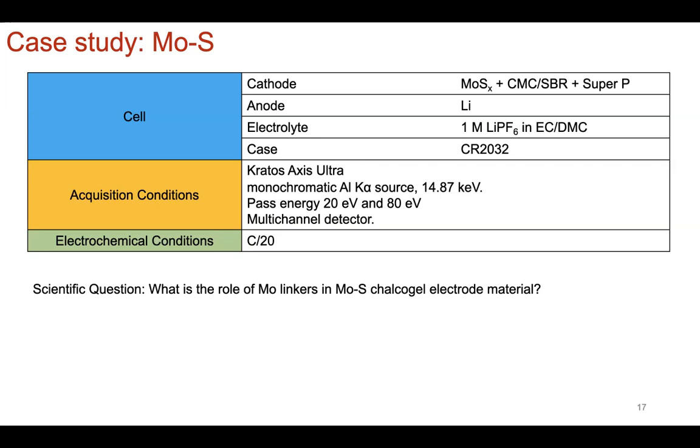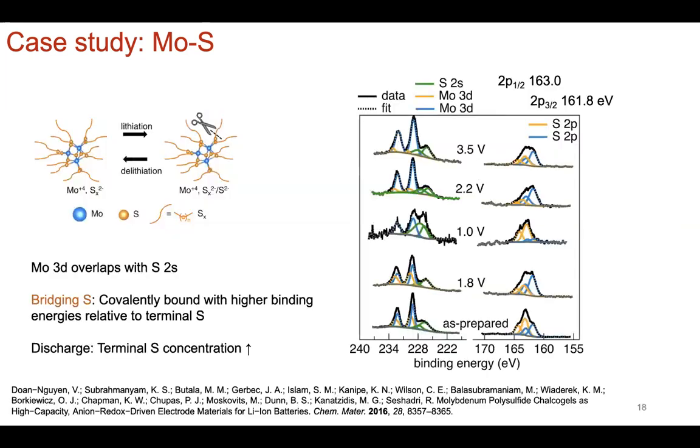And so just a half cell, the anode is lithium. It's a pretty standard LiPF6 in EC/DMC, standard 2032 coin cell. And here the source is a monochromatic aluminum K alpha source. Pass energy is both 20 and 80, so high res, low res. You do the low res first, survey spectrum, and then high res.